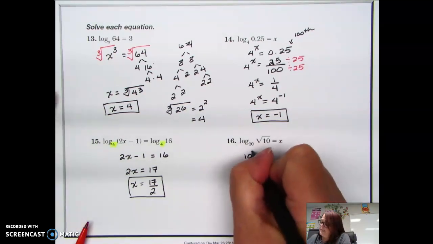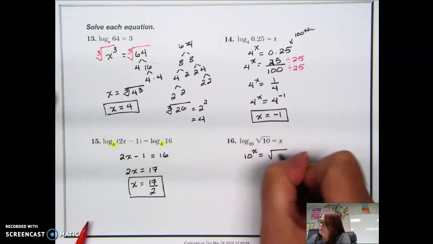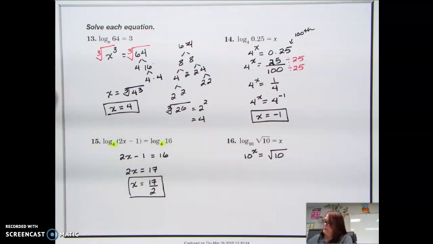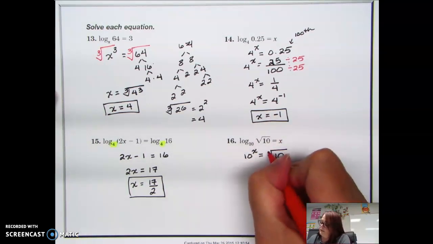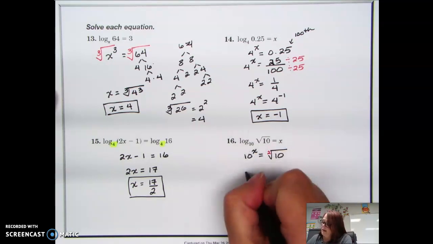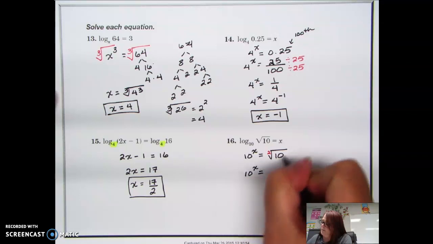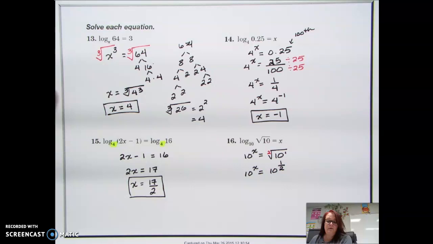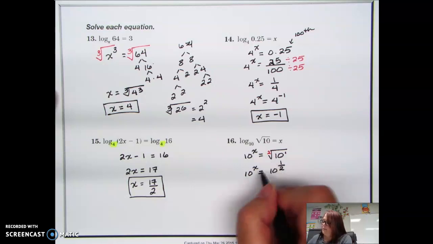So we're going to say 10 to the x power is equal to the square root of 10. And so hopefully you're remembering your 11-1 information that says that that root is the denominator of your exponent. So my power of 10 is 1 and my root for 10 is 2. And now that I have the same bases, I can say x is equal to 1/2.